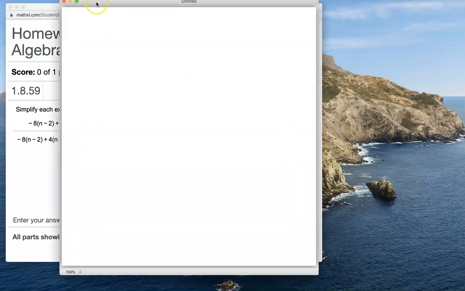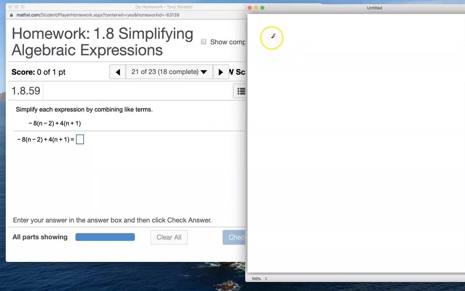Okay. Negative 8, bundle, n minus 2. I call it a bundle because that's one unit. Okay? You can't go inside that bundle and touch anything. You have to expose that bundle by multiplying through. Plus 4, n plus 1. Well, you got to go multiply through.